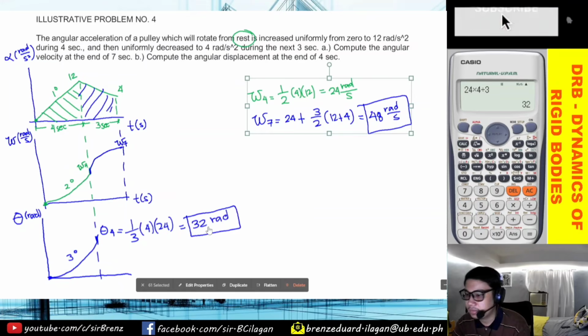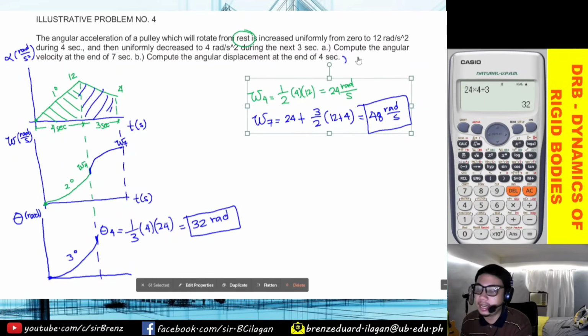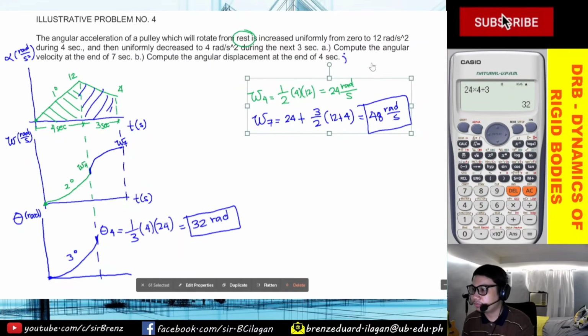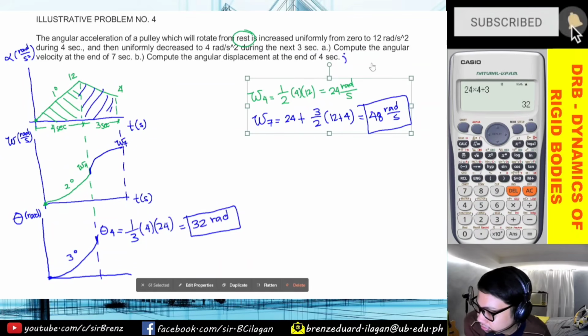Okay? So, again, hanapin nyo na lang yung at 7 seconds. So, i-comment nyo doon sa comment section below. Tapos, i-compare na lang ninyo kung pare-pareho kayo ng sagot. Okay guys, again, siguro I'll give you 1 minute to copy this one. So, gawin na natin 2 minutes. So, please copy.